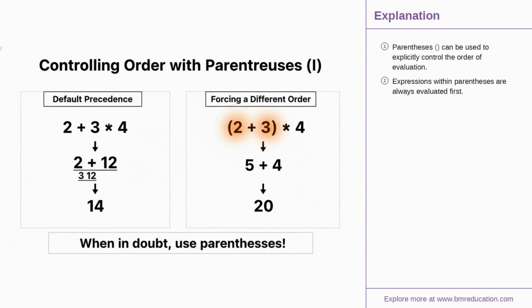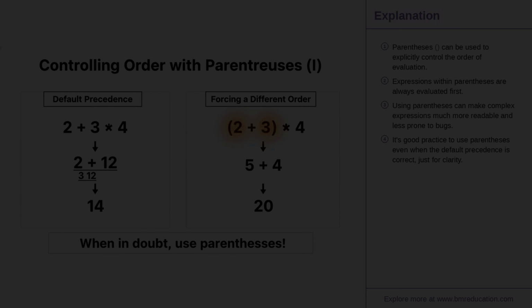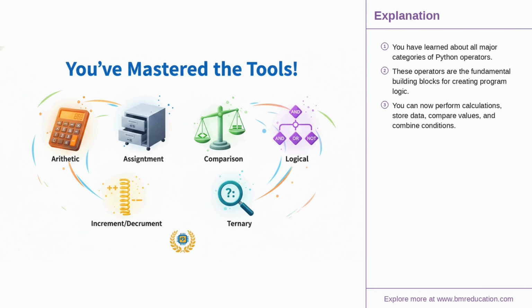If you ever need to override that default order, or if you just want to make your code clearer, you have the ultimate tool, parentheses. Any expression inside parentheses is evaluated first no matter what. Using them liberally is a great habit, as it removes all ambiguity and makes your logic easy to follow. Congratulations! You've journeyed through the entire landscape of Python's essential operators. From simple arithmetic to complex logical combinations, you now have the foundational tools to build robust program logic, control your code's flow, and make intelligent decisions based on data.